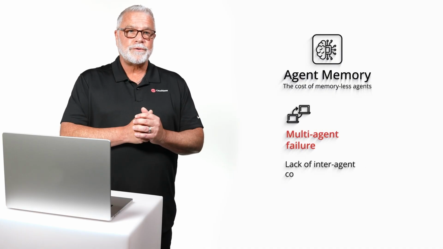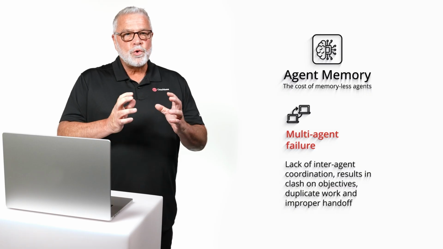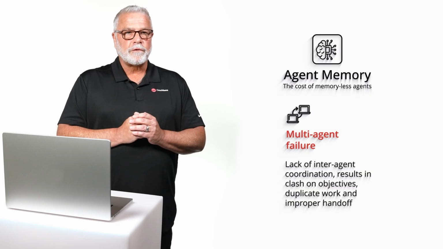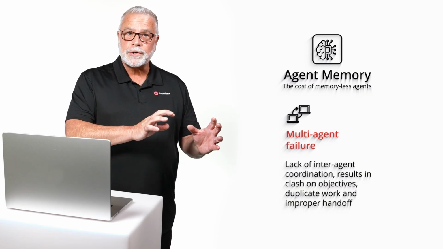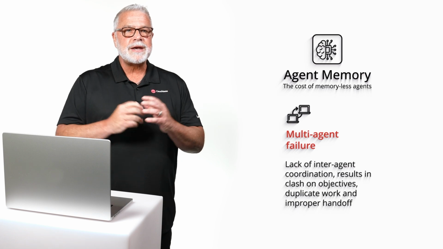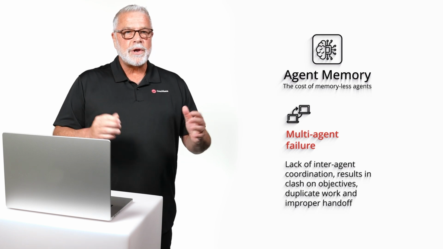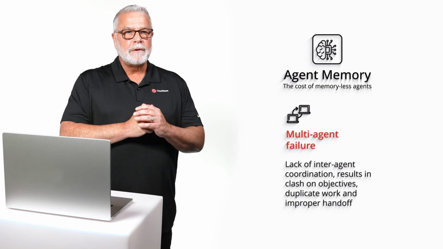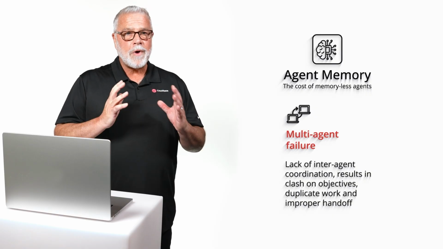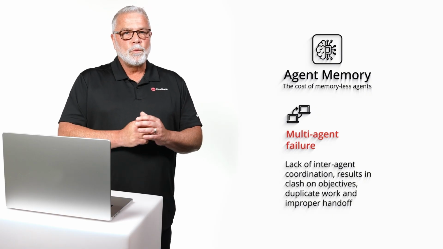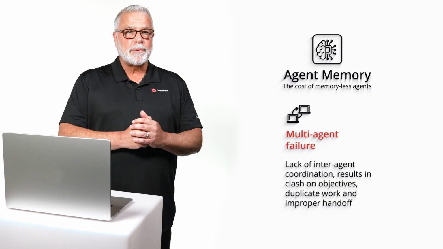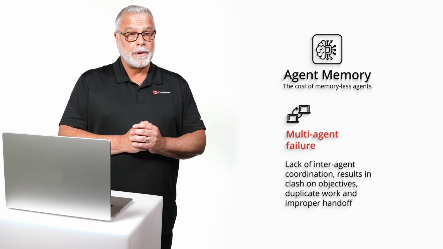Third, multi-agent failure. As we move towards multi-agent systems, where specialized agents hand off to each other, memory becomes the connective tissue. Without it, agents clash on objectives, duplicate each other's work, and drop the ball at handoff points. What looks like an agent orchestration problem is usually a data problem.